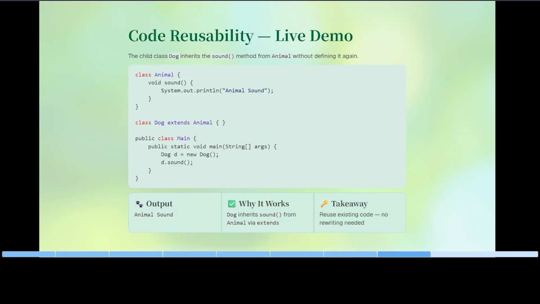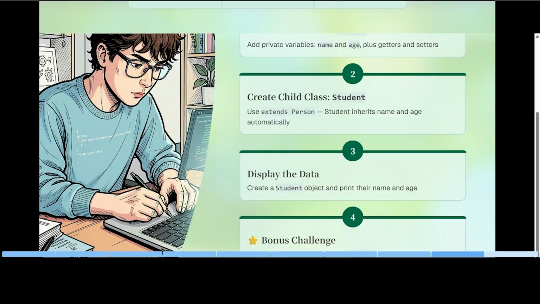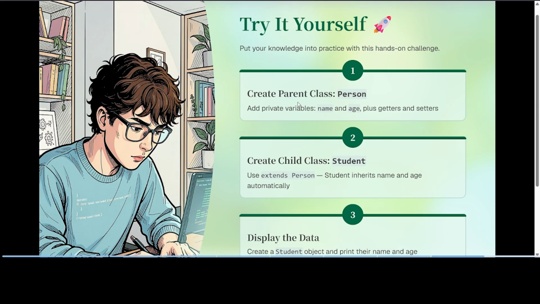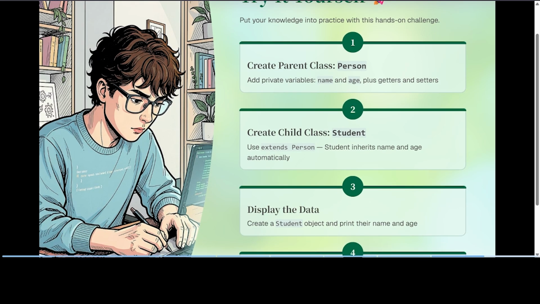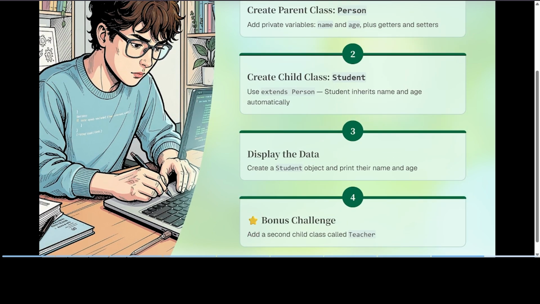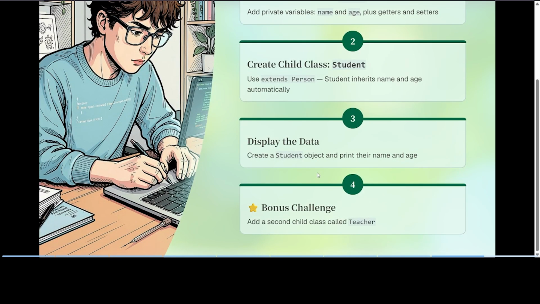Okay, now we are going to see the task. Try it yourself. First, create a parent class Person and add a private variable. This is the task. You create another task, like creating a Person, and then using the extends keyword, display the data, and add a second class called Teacher. You have to extend the data from the parent class. Okay, this is your task. You have to complete it.